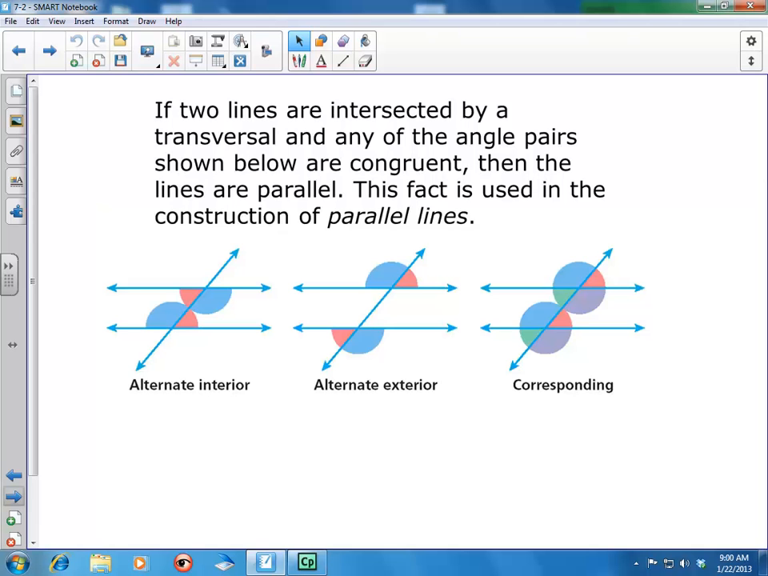But these three pictures down here, notice the alternate interior angles, which you can tell because they're the angles inside of these lines, and they're on alternate sides of your transversal. Now, the transversal is going to be this line right here that crosses through those two parallel lines. That's your transversal.